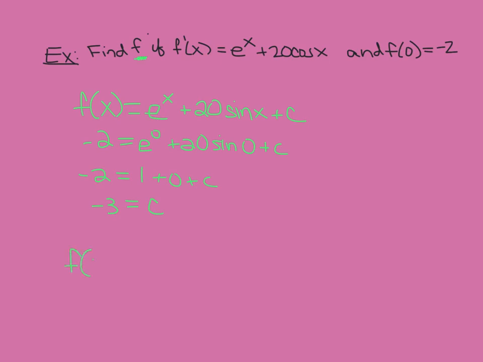So now my final answer is going to be f of x, and I'm just going to take what I have up here, equals e to the x plus 20 sine x. I now know that my c is -3, so this right here is my answer.